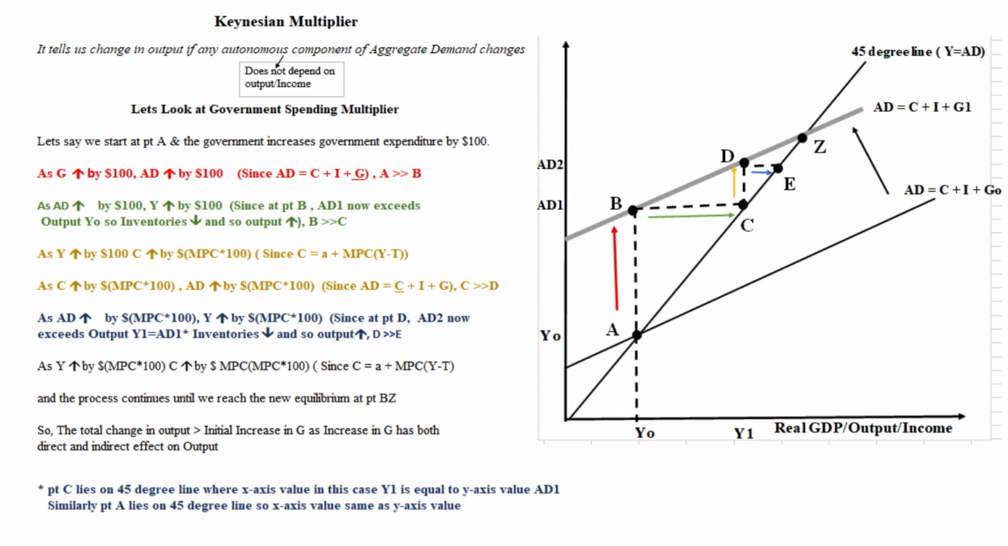Because consumption is increasing, this will again cause aggregate demand to increase, and this entire process repeats until we move to the new equilibrium value, point Z. So the idea over here is the total change in output that we observe is going to be greater than the initial increase in government expenditure of $100.